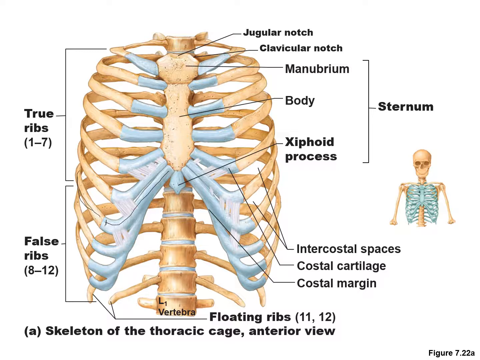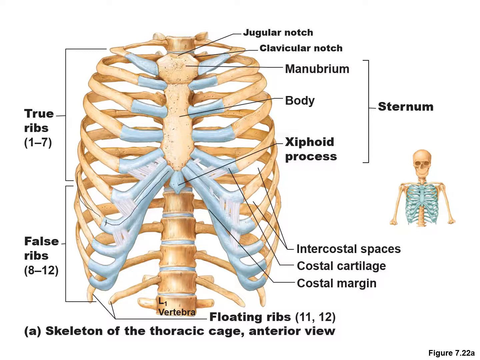This would be the manubrium of the sternum, the body of the sternum, and then the xiphoid process of the sternum. So those are the true ribs. They each have their own physical connection via costal cartilage. The false ribs are ribs 8 through 12. So we have 8, 9, 10, 11, and 12. So those are false ribs.